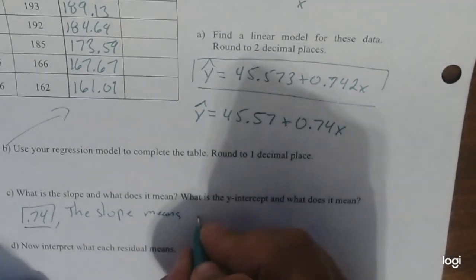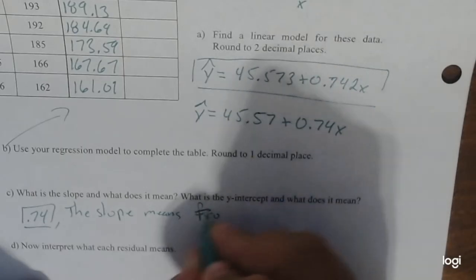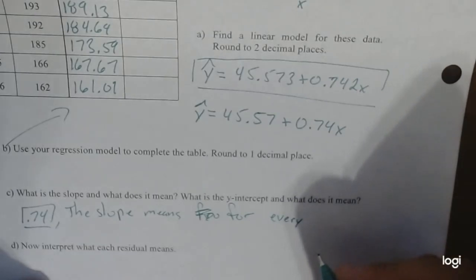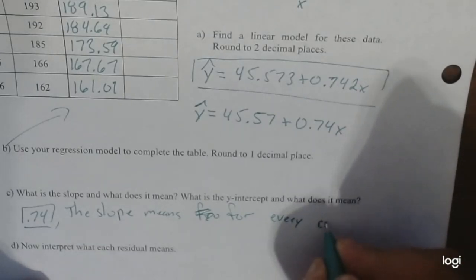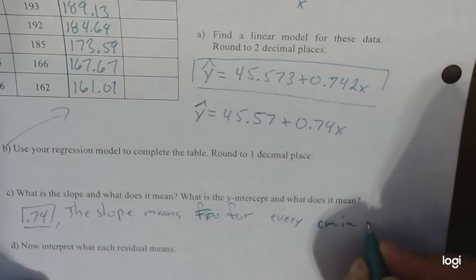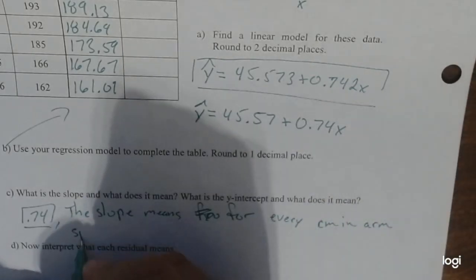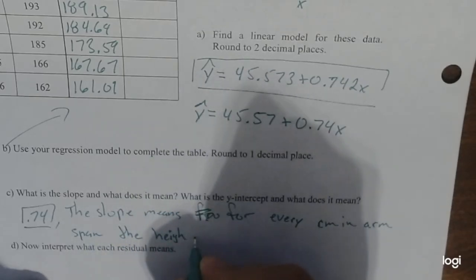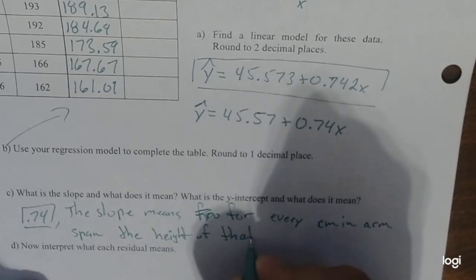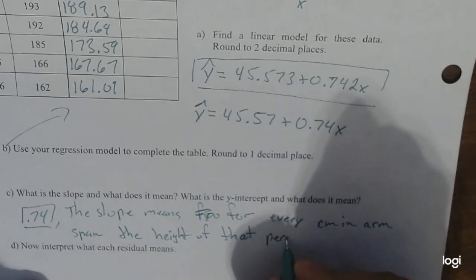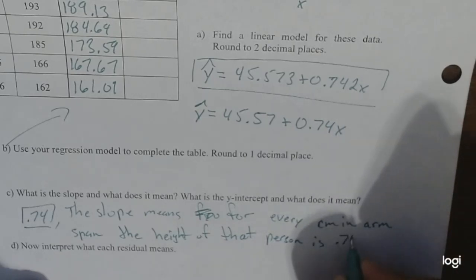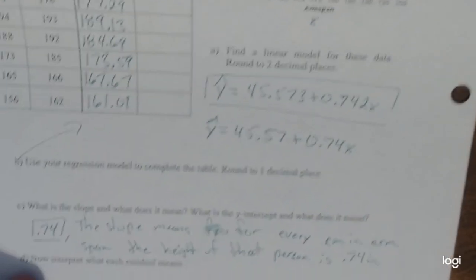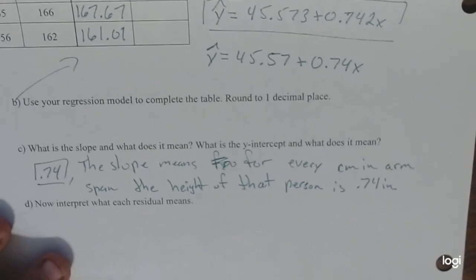for every inch in arm span, the height of that person is 0.74 inches. So for every inch your arm span becomes, you multiply by 0.74, and that can predict what your height is going to be. So I hope that makes a little more sense of what I wrote down.